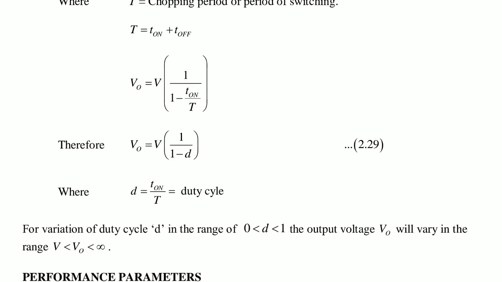For variation of duty cycle D in the range of 0 to 1, that is 0 less than D less than 1, the output voltage VO will vary in the range of V less than VO less than infinity. So these are the basic formulas of the step up chopper for the output voltage, which totally depends upon the inductance value and the duty cycle. Please remember this formula: output voltage is equal to V into 1 upon 1 minus D, where D is the duty cycle.